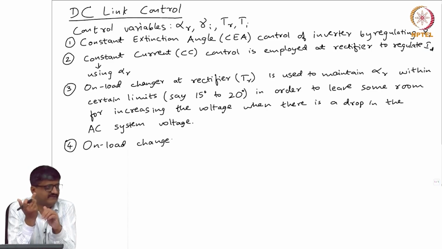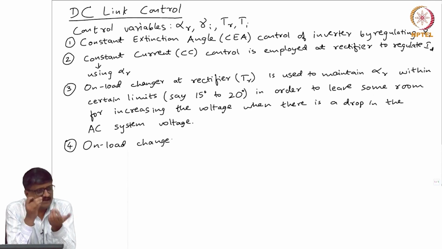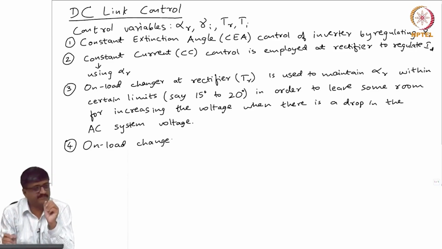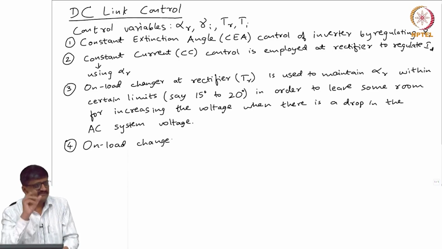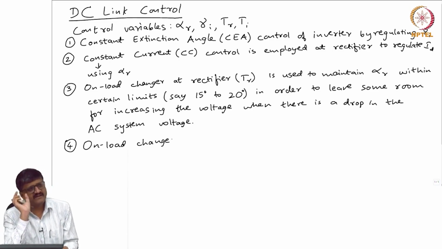That's all we want. We don't need any other type of control. Okay, so if I want to maintain ID at a certain value, it's as good as saying that the band is of 0 width. As far as alpha R is concerned, it is not of 0 width. No, it's a non-zero width. Say, I've given an example, 15 degrees to 20 degrees. Similarly, constant extinction angle means 0 width. We are maintaining the extinction angle at a particular value.